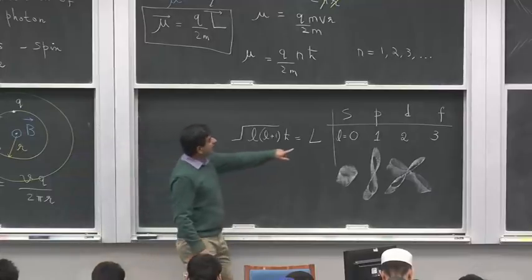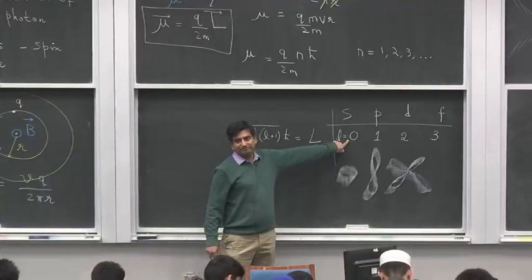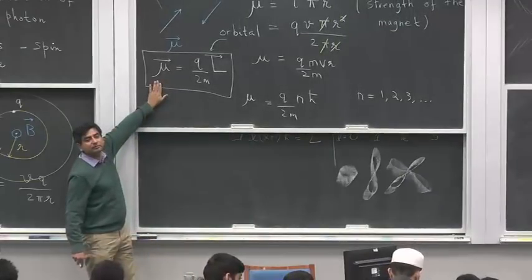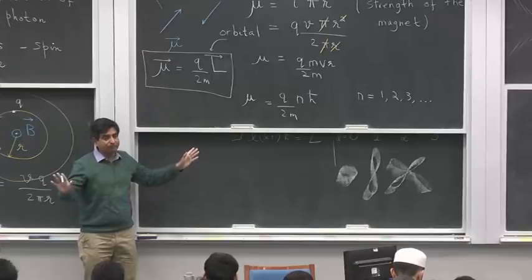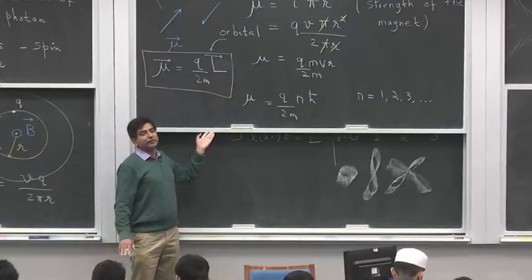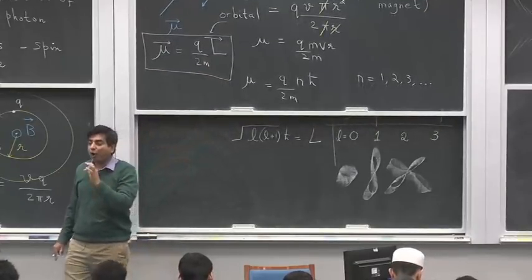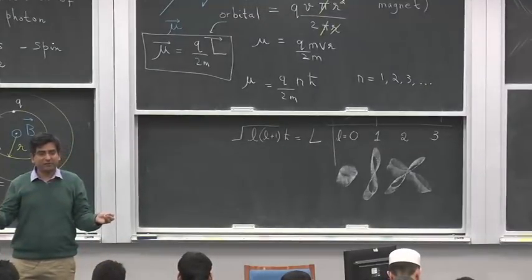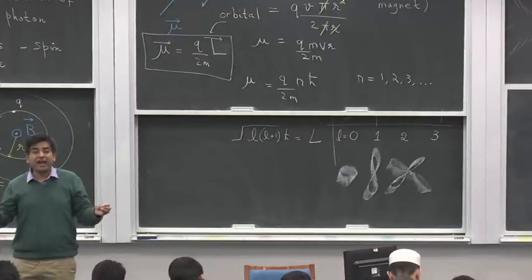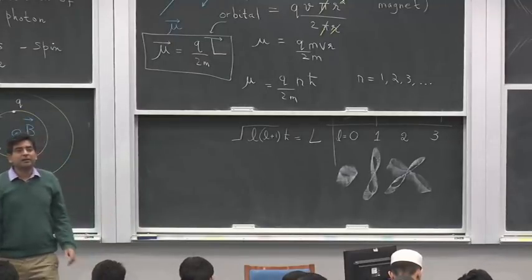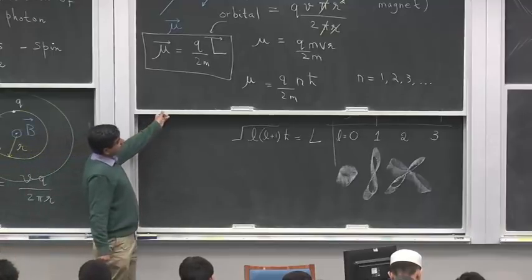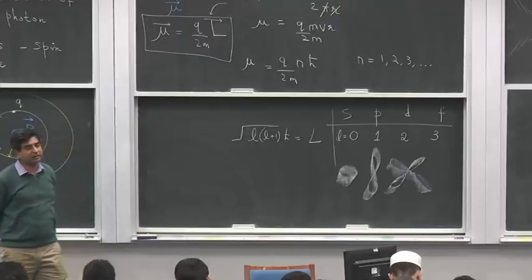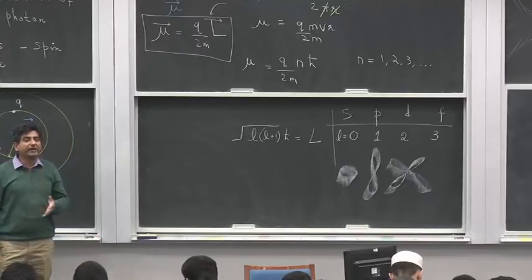So if an electron exists in the L equals 0 state, then what should be its magnetic moment? Mu should be 0, because this is 0. So if a particle doesn't have orbital angular momentum, its magnetic moment is 0. It is magnetically silent. It does not act like a magnet. However, when an experiment was performed for the first time in 1932 by Stern and Gerlach, they observed something quite interesting.